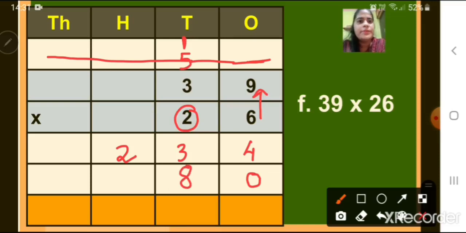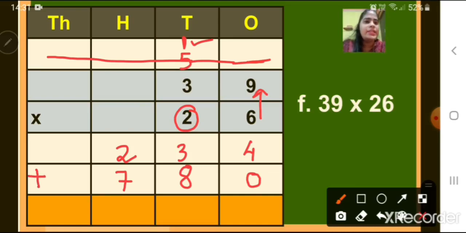Got it, children? After that 2 threes are. What is 2 threes are? 6. 6 plus, is there any carry over? Yes, 1. Okay. So 2 threes are 6. 6 plus 1 is 7. So we will write here 7 down. Okay. So is there any other number in the hundreds place? No, there is no number. The final step is to add.